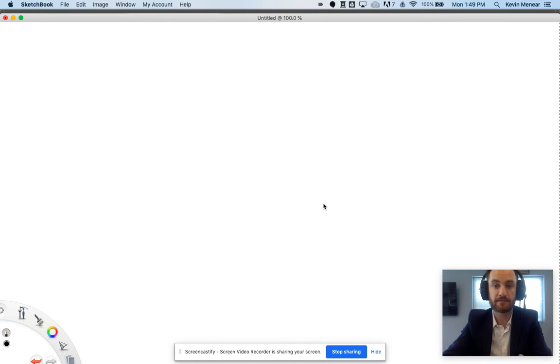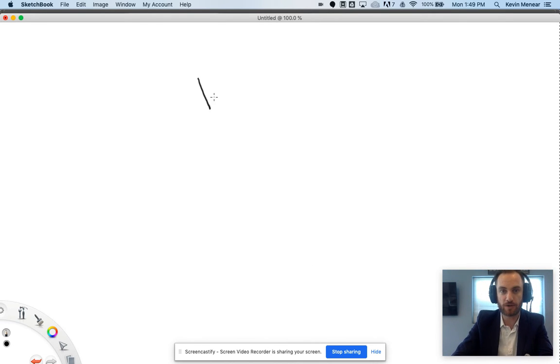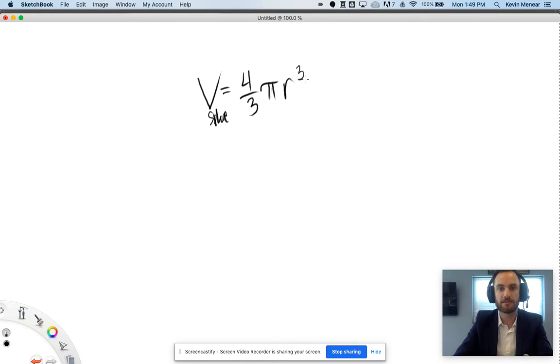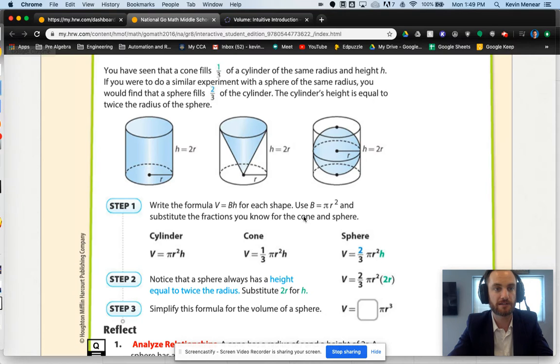Okay, so that's it. We answered the essential question. How do you find the volume of a sphere? Well, the volume of a sphere is equal to 4/3 pi times the radius cubed. Cool. All right, well, let's take a look at an example problem.